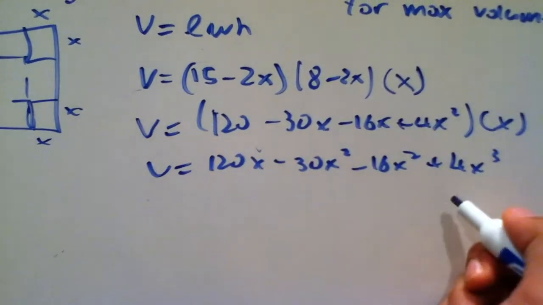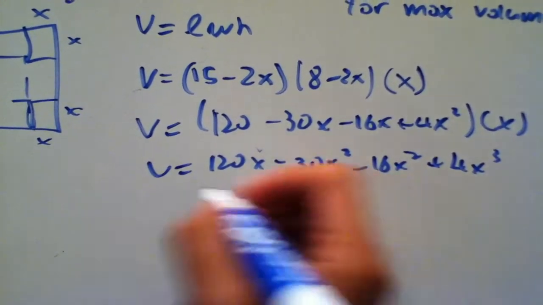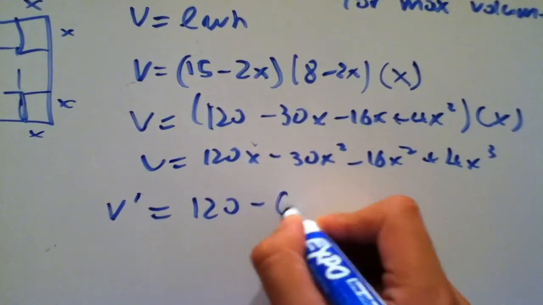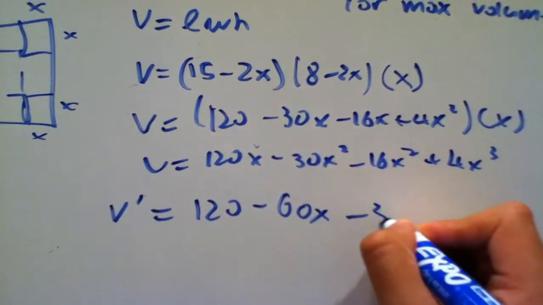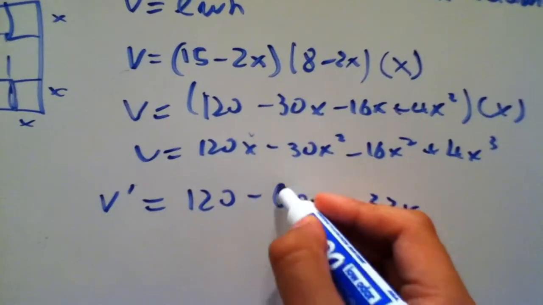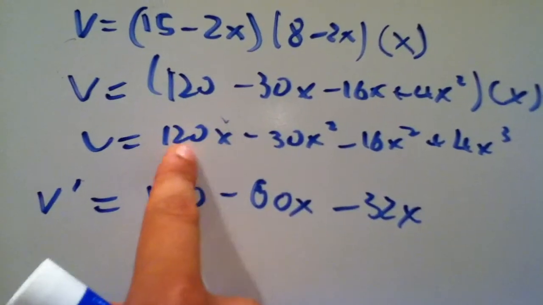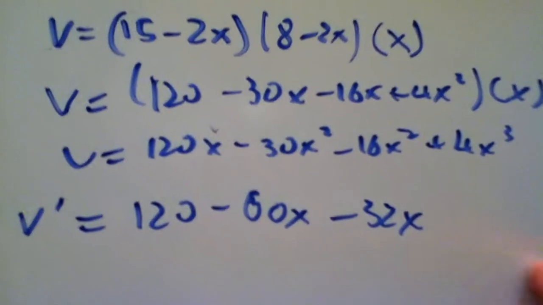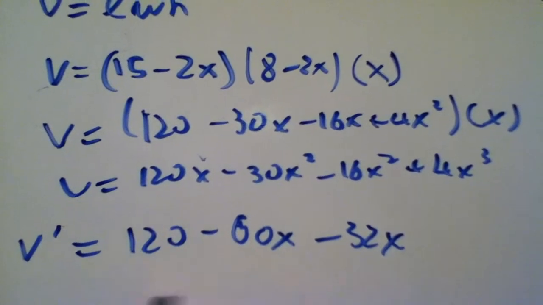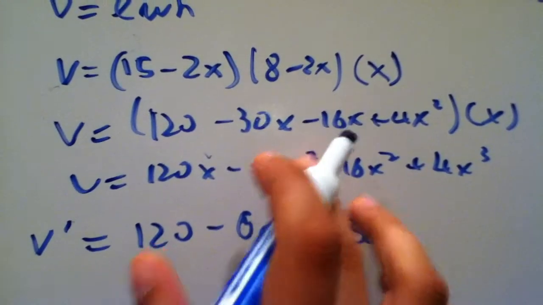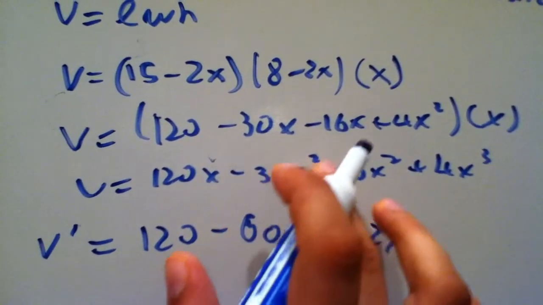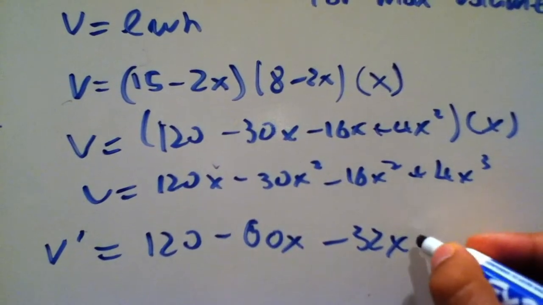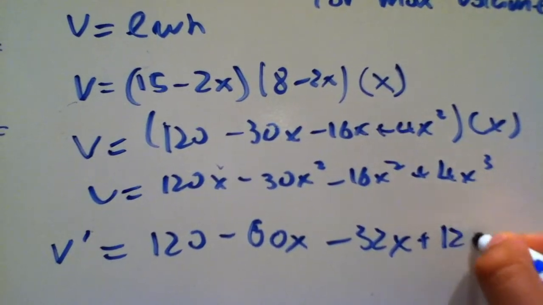And you can take the derivative of this, right? So V prime is equal to 120 minus 60x minus 32x, because again, this is just taking the derivative, and the derivative of 120x is 120. You can separate these out because this is just the sum of derivatives, and you can separate them out into individual things. And this is 2 times 30 is 60, then it's n minus 1, so it's just x. Again, the same thing here, 32x, plus 3 times 4, 12x squared.